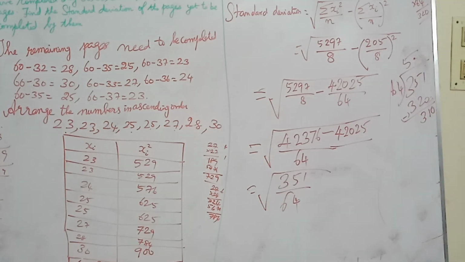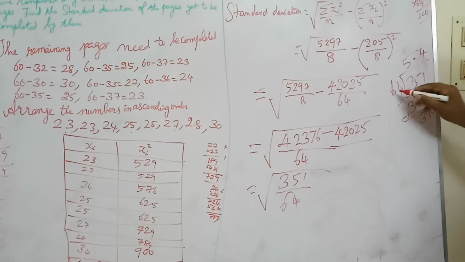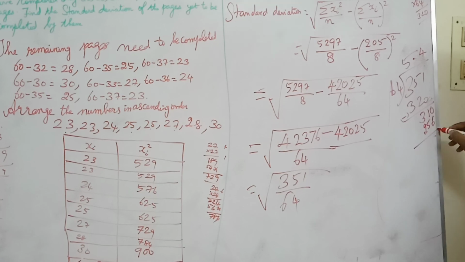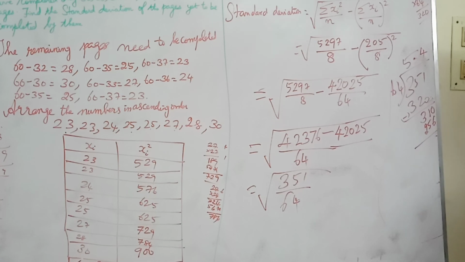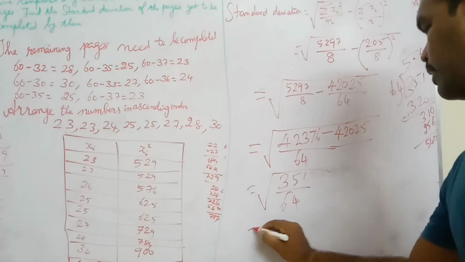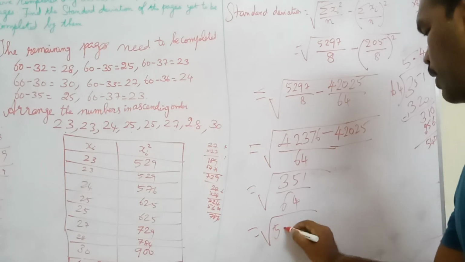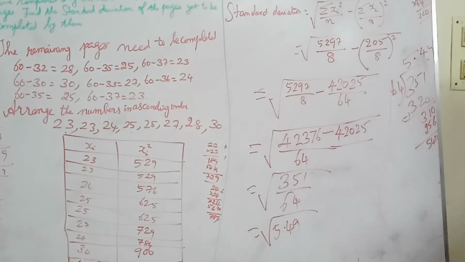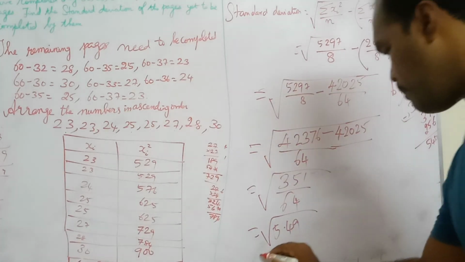So now for 5.4, 4 into 64, 16, 256. How much will it come? 5.4, and 9 into 64, so 5.49. So when we take the square root of 5.49, how much will it come?